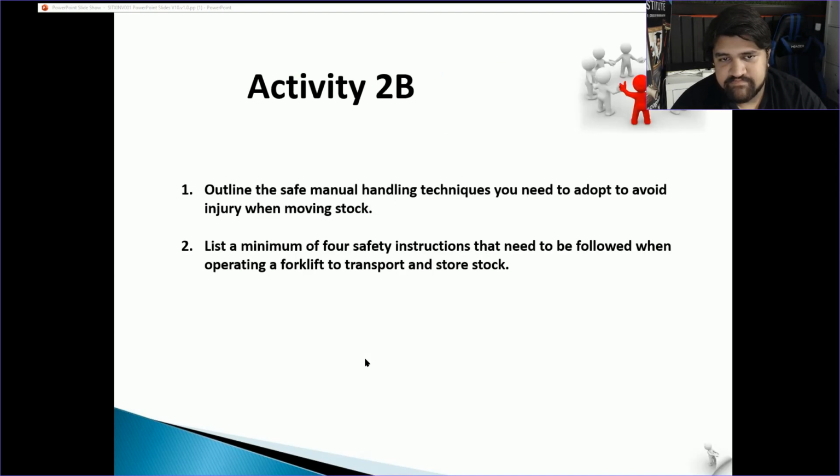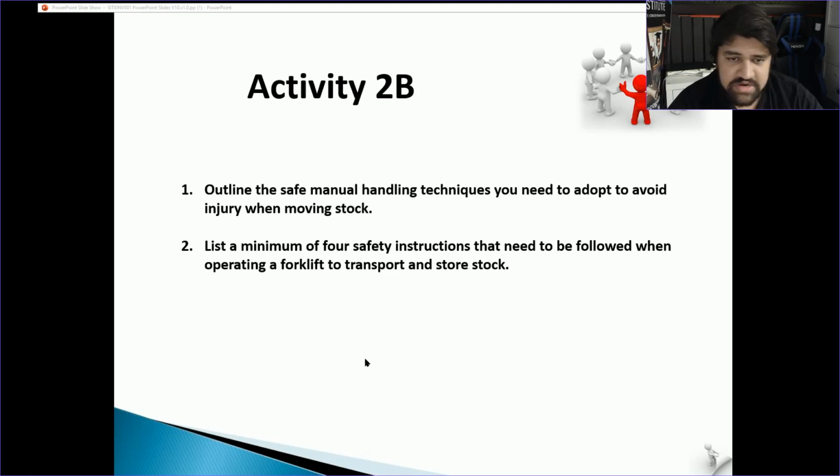Alright, 2B, outline the safe manual handling techniques you need to adopt to avoid injury when moving stock. So think about the correct knee and hip positioning, using your legs to enable you to lift, not your back, having the center of gravity of the item very close to you, having the item close to your waist and not above your head or below your knees, just so it's comfortable, having your shoulders and back straight up so you're not in an awkward position.